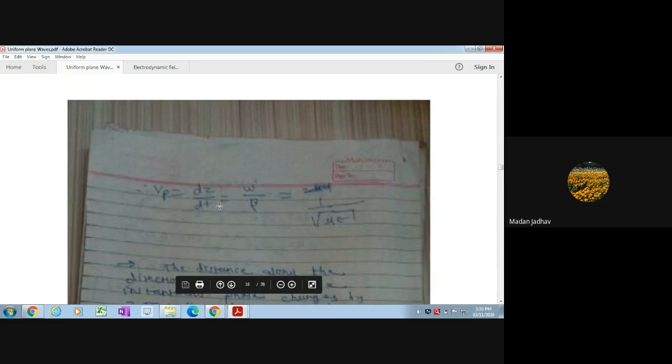It will cover the distance dz in time dt, and that is nothing but your phase velocity. Therefore we have omega t minus beta z equal to a constant, and then rearranging, separating the z, we determine dz by dt. Now dz by dt is nothing but the phase velocity, that is, some distance dz covered in time dt. To understand this phase velocity concept we considered the equation, and it will be omega divided by beta when you take the differentiation of this equation.